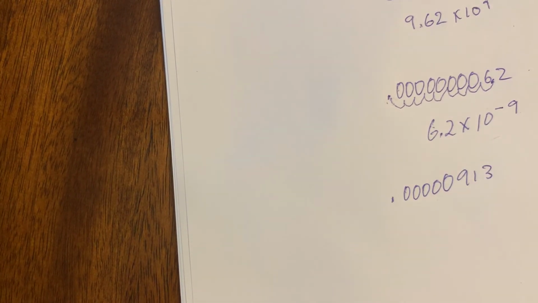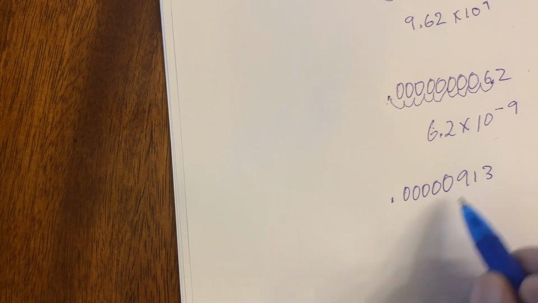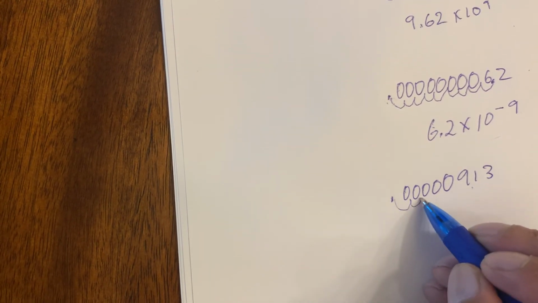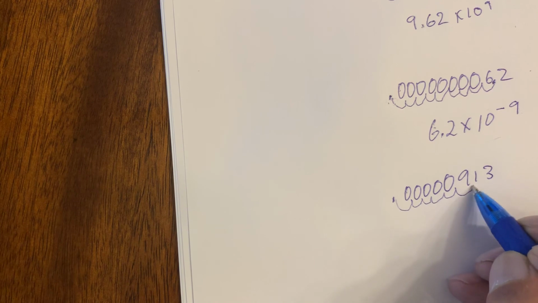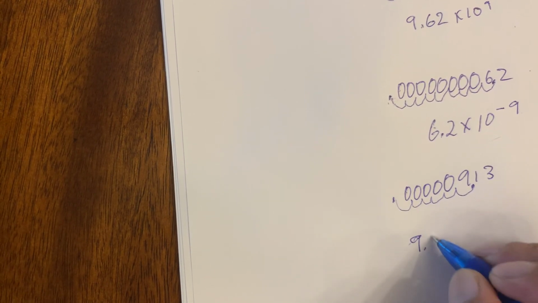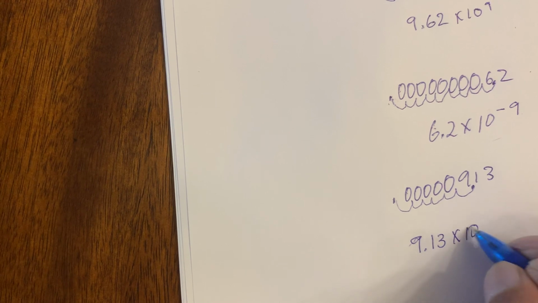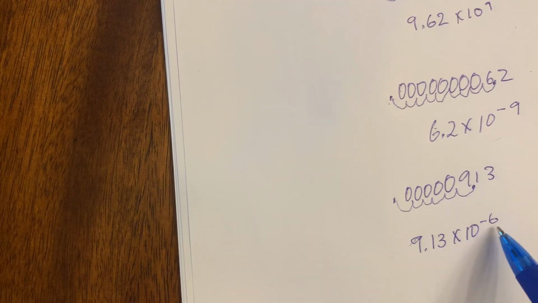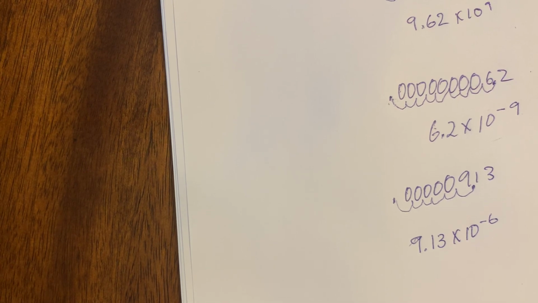I'll do one more, 0.000000913. Again, I need to bring the decimal here. That's 1, 2, 3, 4, 5, 6. So that would be 9.13 times 10 to the negative 6. Again, notice that's 6 and that's 5 zeros there. So it's just a way to keep things in mind. I hope this helps.